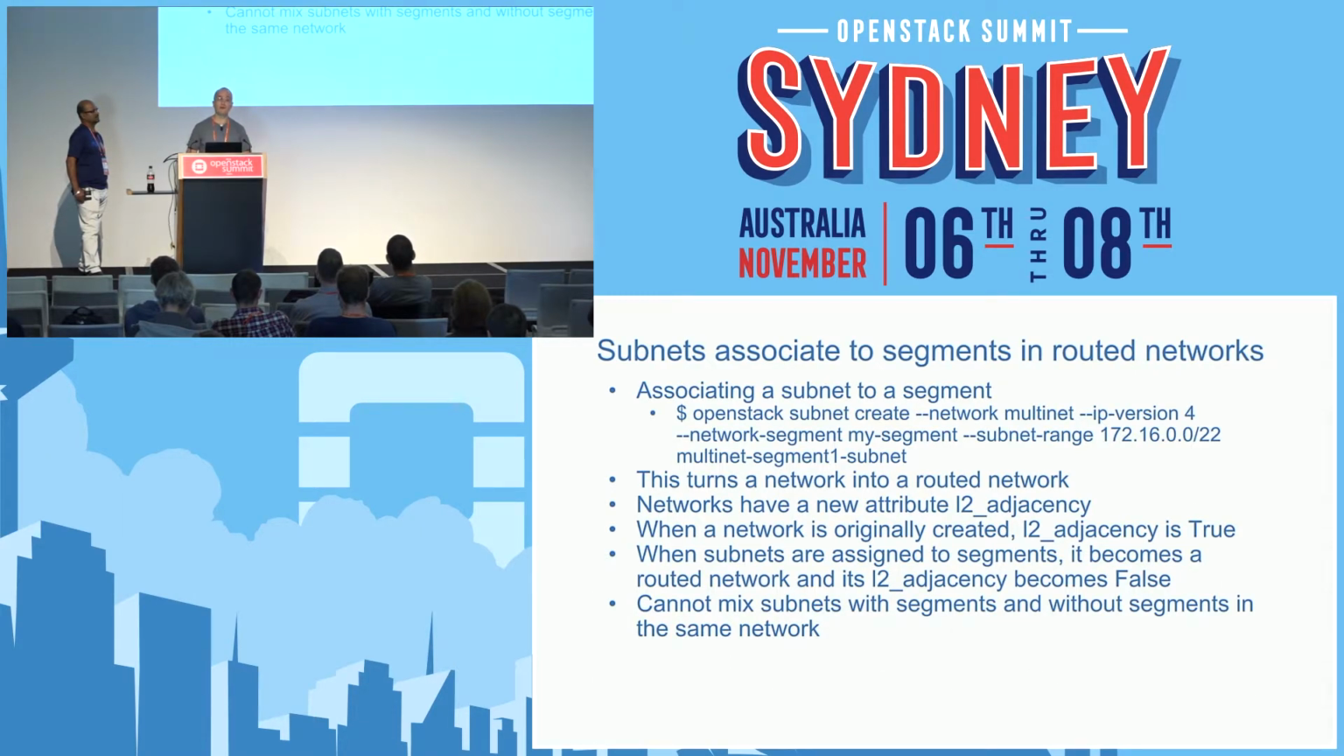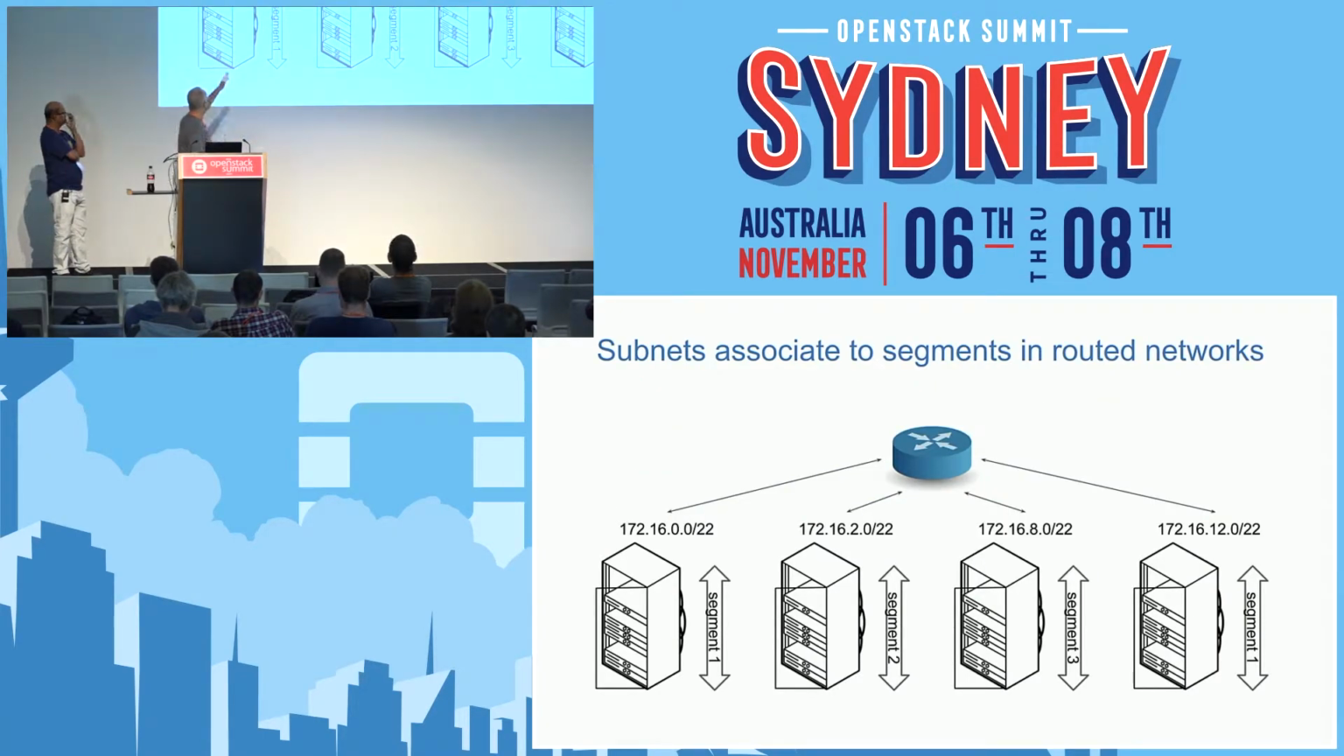So how do you create a routed network? You create a routed network when you create a network. When you create a network, by default, it's an L2 network. But when you create a subnet in that network and you assign a segment to that subnet, at that moment, by definition, that network becomes a routed network. Because each segment is going to have its own IP range.